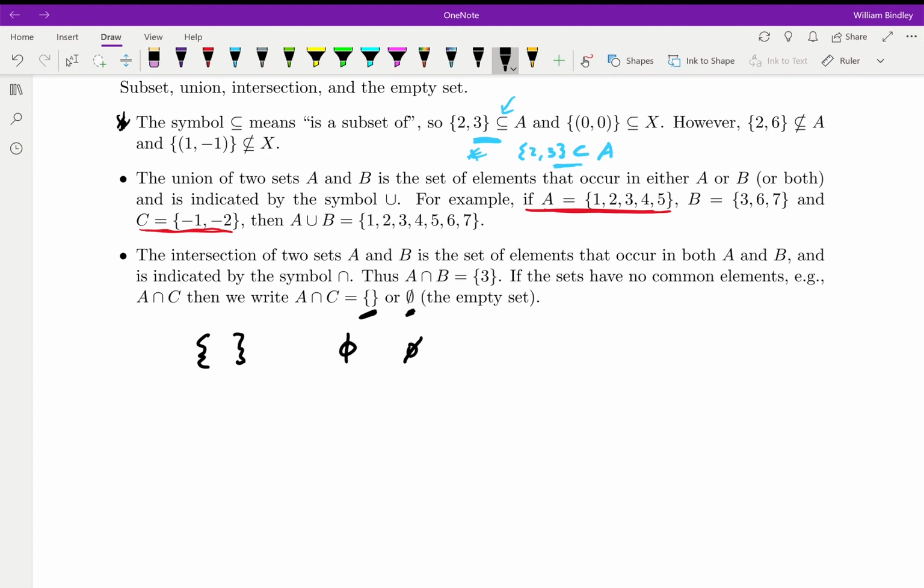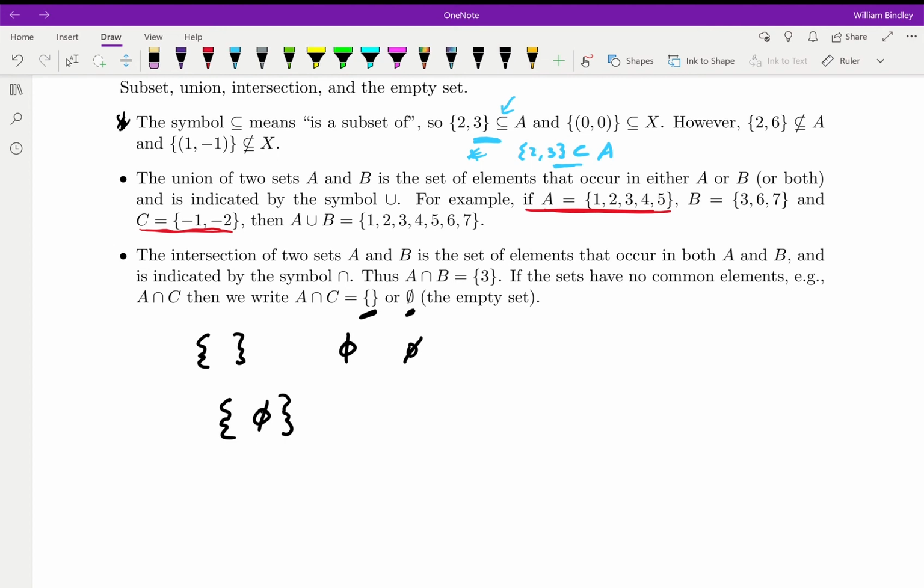And this is a common mistake. This is the empty set. This is the set that contains the empty set. This is actually an element that's empty.